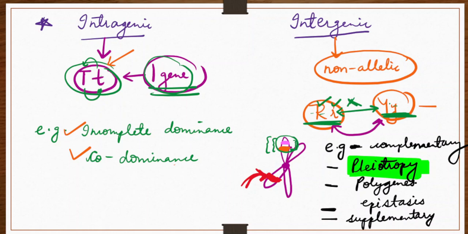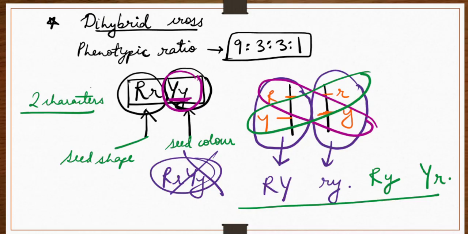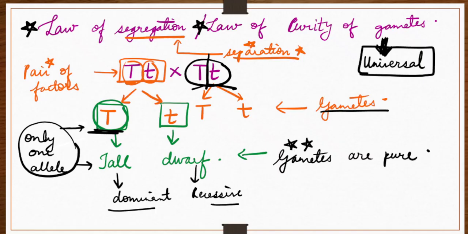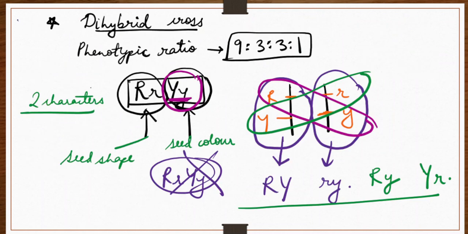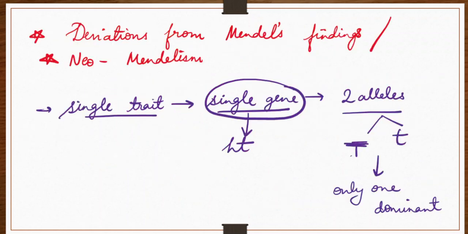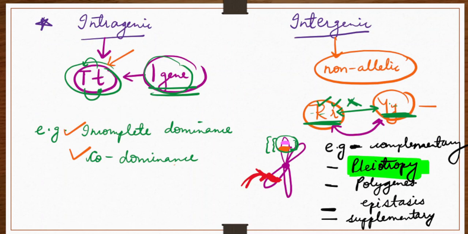So this was all about the laws of genetics which we studied. The law of segregation, then the basics of dihybrid, which we had already done. Then this is the second law, meaning the third law of genetics, though in this video it was the second law. And then I spoke about these interactions.